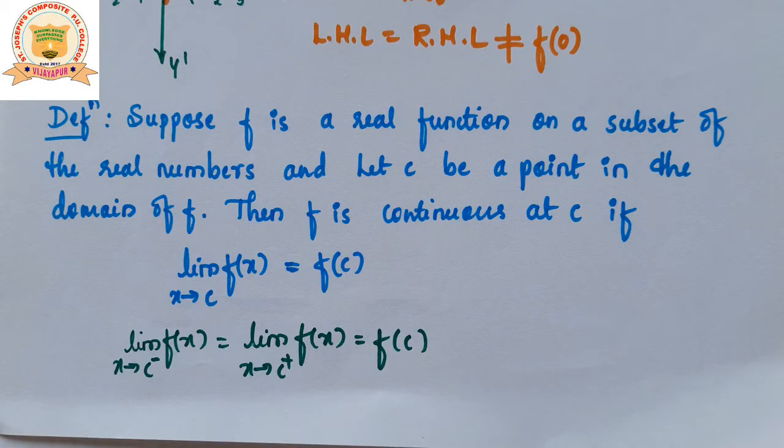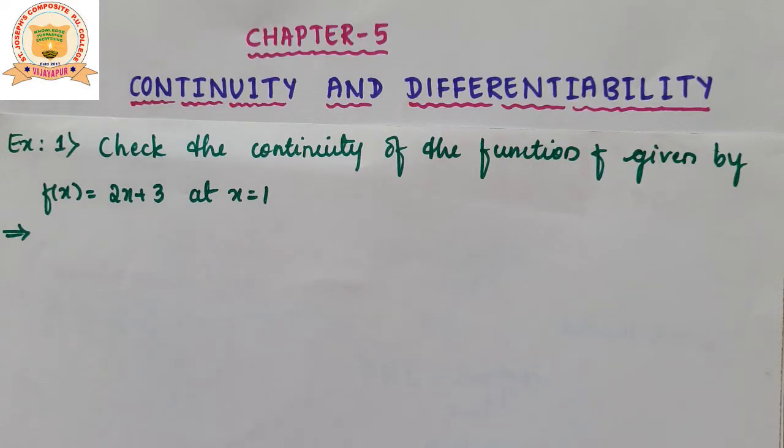This is the definition of continuity at a given point c. Next, we will solve some examples on how to find whether a function is continuous or not. First example: check the continuity of the function f given by f of x is equal to 2x plus 3 at x is equal to 1.